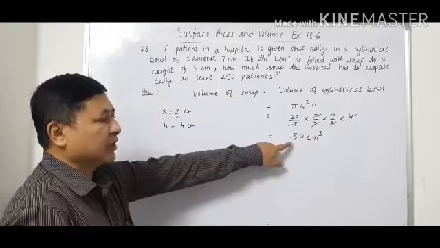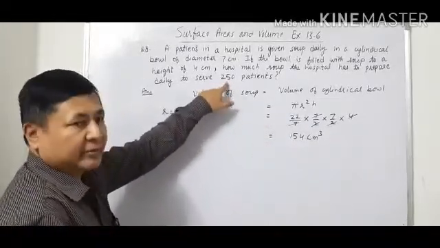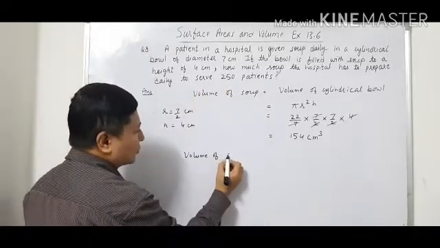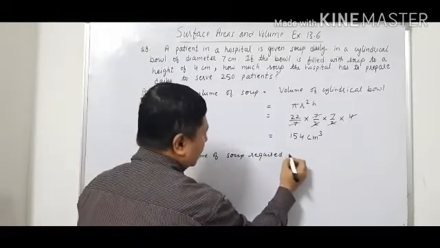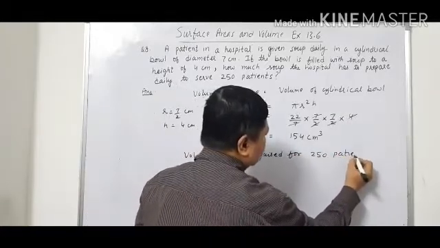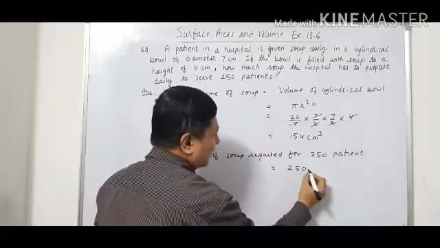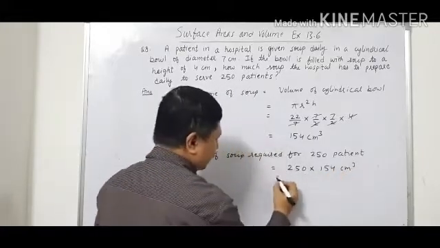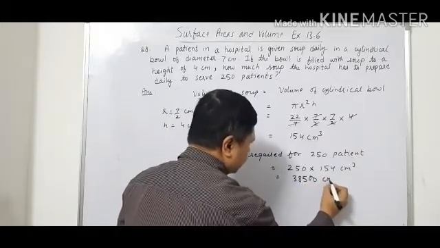This is for one patient. This much soup is required for one patient. Now we have to see for 250 patients. So the volume of soup required for 250 patients: we will multiply 154 by 250. So 250 into 154 centimeter cube is equal to 38500 centimeter cube.